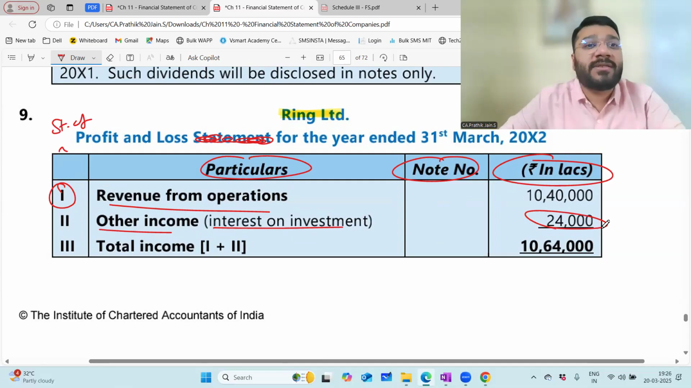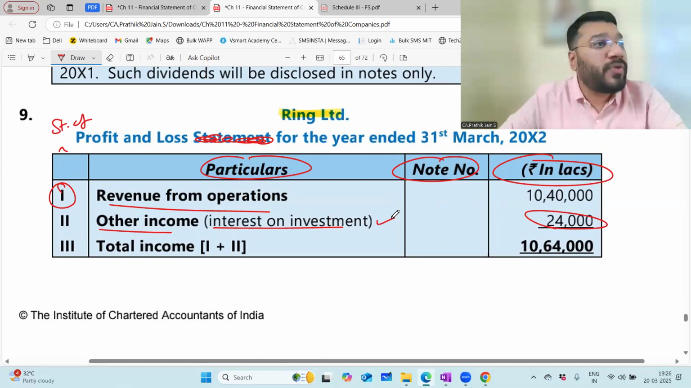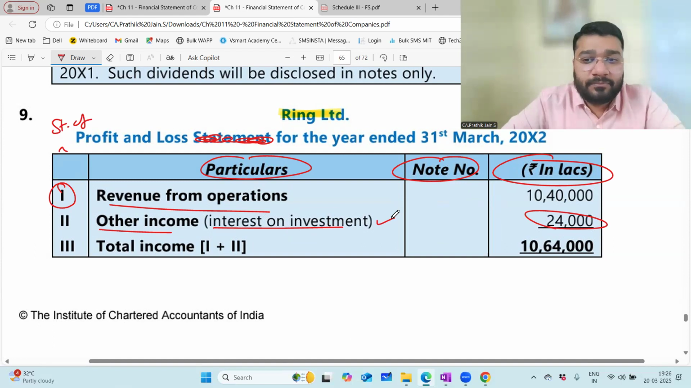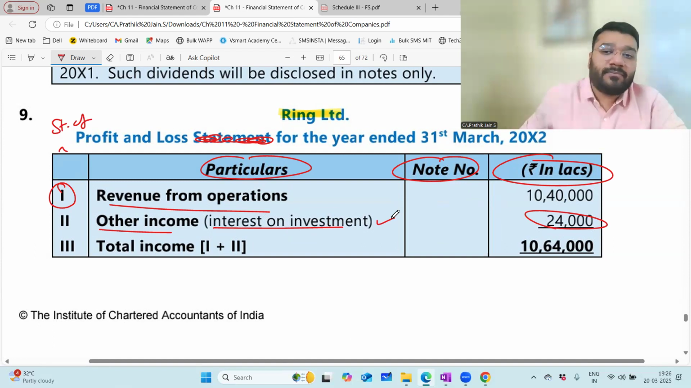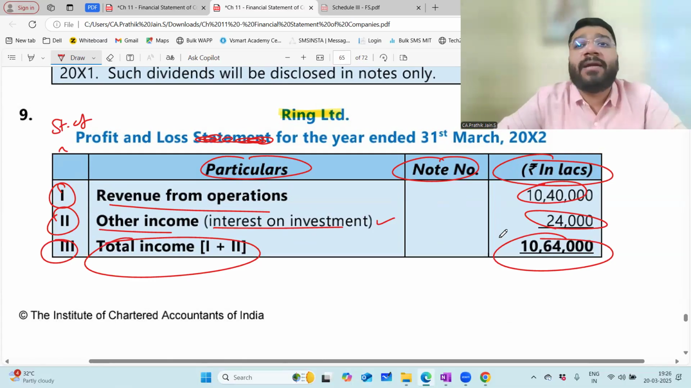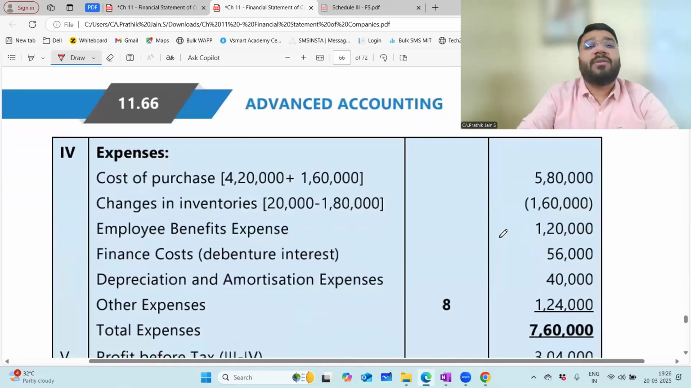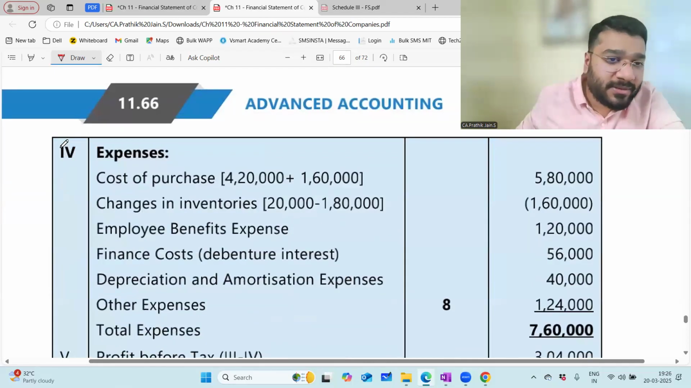Now you have two choices. You can write like this also, or you can put a note number and give the breakup in the notes also, depending on how much time you have in the exam. So what is my total income? 10,64,000. Please don't copy paste, use your calculator. Now comes to the main point, expenses.